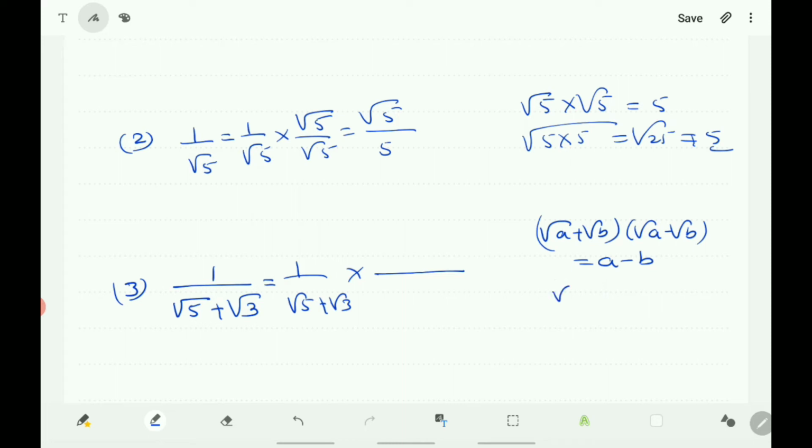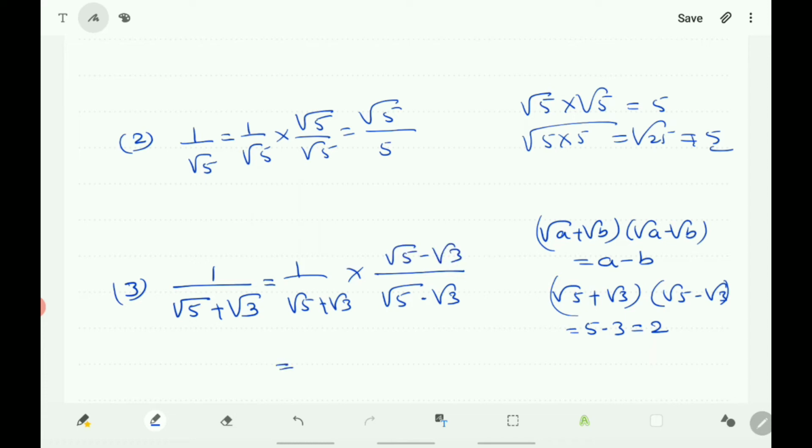Similarly, you can multiply root 5 plus root 3 by root 5 minus root 3. You will get 5 minus 3, that is equal to 2. Here root a plus root b into root a minus root b is a minus b. Similarly, root 5 plus root 3 into root 5 minus root 3 is also 5 minus 3, that is equal to 2. So, to have a rational denominator, root 5 plus root 3 must be multiplied by root 5 minus root 3. So, multiply both numerator and denominator by root 5 minus root 3.